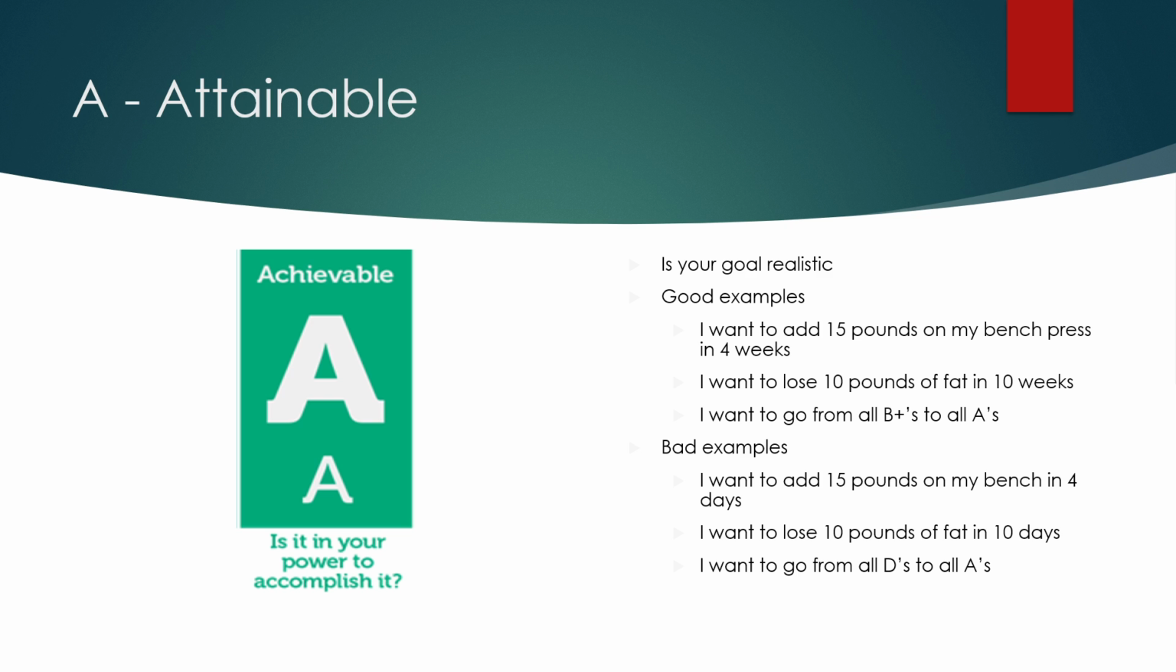A stands for attainable. Here you've got to be real with yourself and ask, is my goal realistic? A good example might be: I want to add 15 pounds on my bench press in 4 weeks. Although that's kind of pushing it, I would say that's attainable. Or: I want to lose 10 pounds of fat in 10 weeks. That's a pound a week. Again, that's on the faster end, but that's still attainable. And: I want to go from all B pluses to all A's. Again, very attainable. Those are all attainable goals.